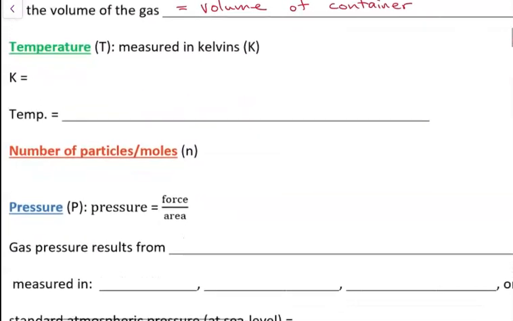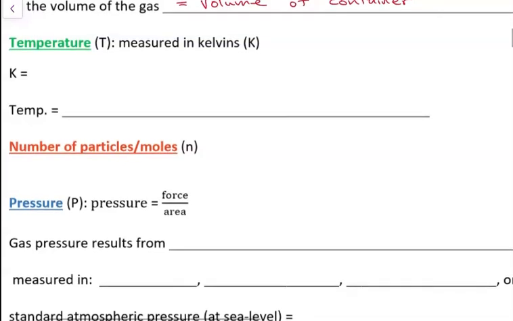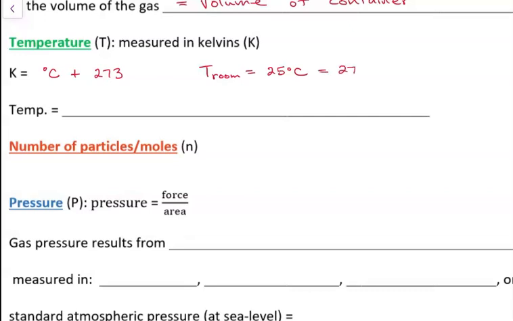Another thing that we can measure about a gas is its temperature. Temperature is usually going to be measured in kelvins. We may sometimes take the measurement in Celsius and then change it to kelvins. So kelvins are just a measure of temperature. Kelvins are degrees Celsius plus 273. So for example, if the temperature of the room equals 25 degrees Celsius, that would be equal to 273 plus 25, so that would be 298 kelvins.